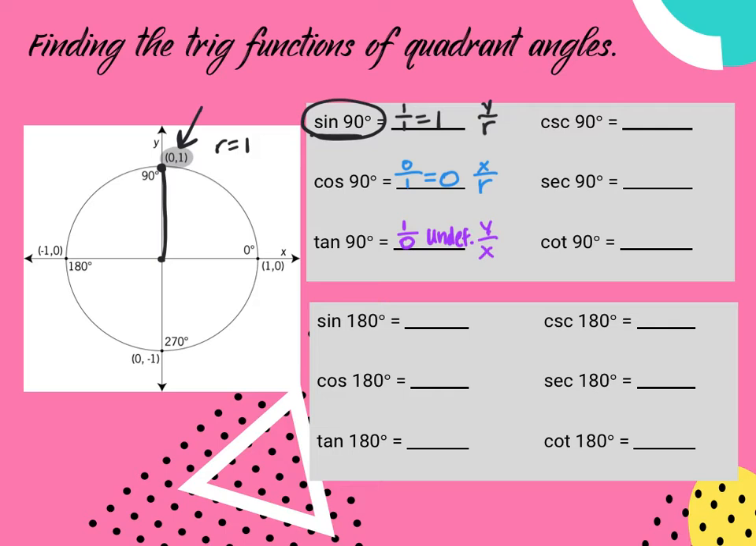Okay, now cosecant is the reciprocal of which one? Sine. What happens if I flip 1 over 1? It's still 1. Secant is the reciprocal of cosine. What happens when I flip 0 over 1? Undefined. And cotangent is the reciprocal of tangent. When I flip 1 over 0, I get 0.